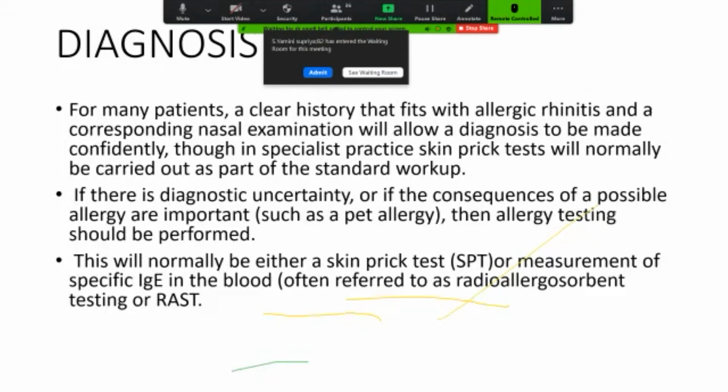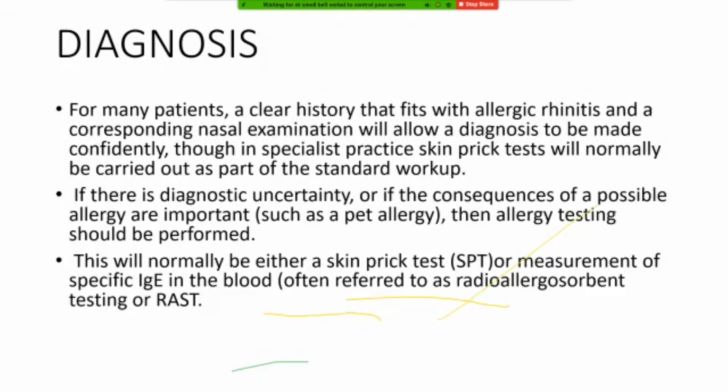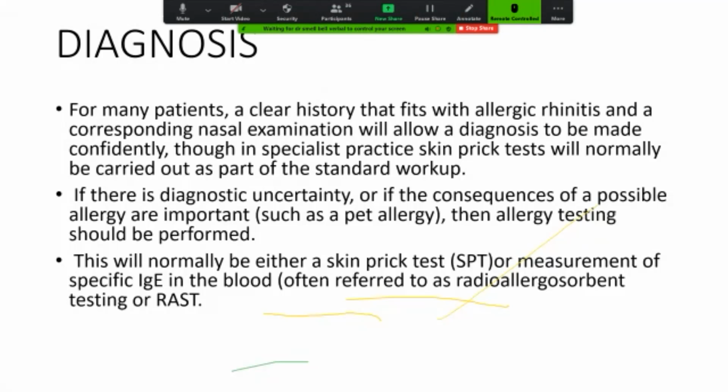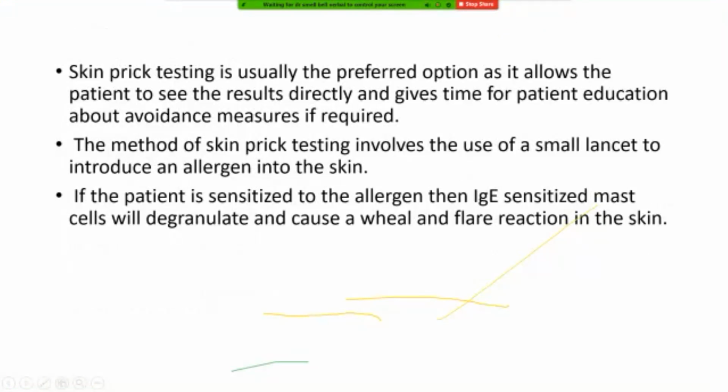And as you have seen, SPT is one important test, and specific IgE in the blood. For example, to check whether that particular IgE is present or not, you have to go for the radioallergosorbent test. This we have already seen, SPT and RAST. And the SPT effect decreases in older people, as you know. Skin prick testing is usually the preferred option as it allows the patient to see the results directly and gives time for patient education about avoidance measures if required.